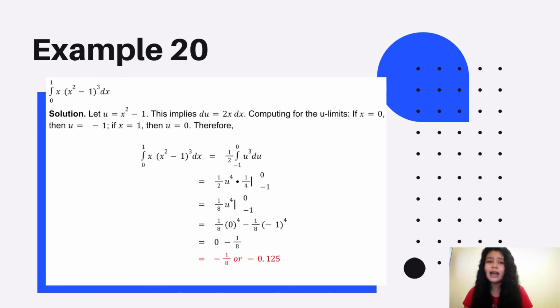After that, we then apply the FTOC to the definite integral involving the new variable u. After solving for everything, we now have the definite integral of x times (x squared minus 1) cubed dx from 0 to 1, which is negative 1 over 8 or negative 0.125.